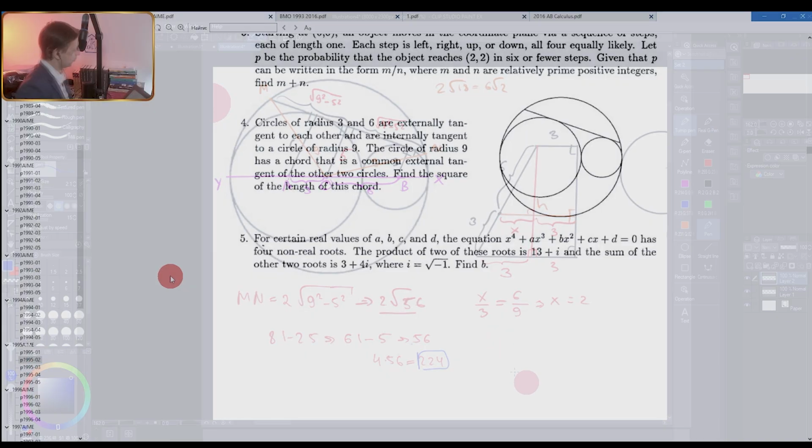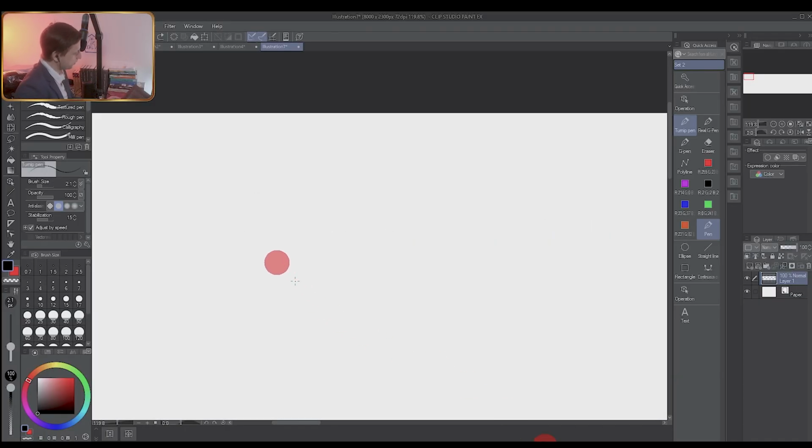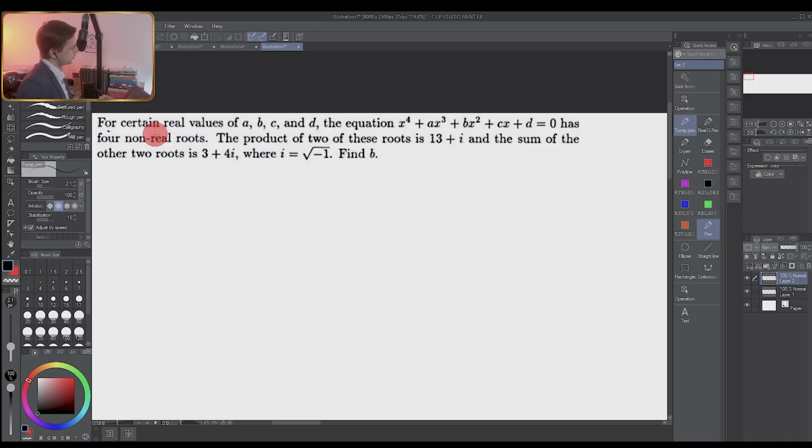So this is it. Okay, we'll solve problem number 5, which is a very simple problem on algebra from AIME. So let's look at this one. For certain real values a, b, c, d, we have an equation, a polynomial of the 4th degree with real coefficients equals 0, and this equation has 4 non-real roots. Basically, it has 4 complex numbers that are roots of this polynomial. The product of 2 of these roots is 13 plus i, and the sum of 2 other roots is 3 plus 4i. Well, and you need to find this coefficient b.